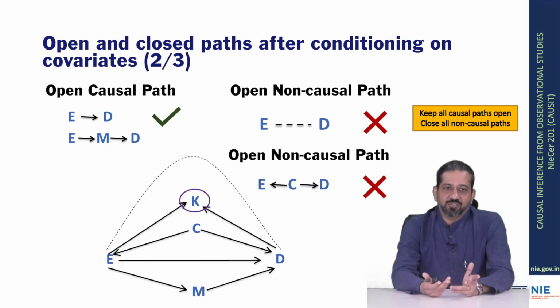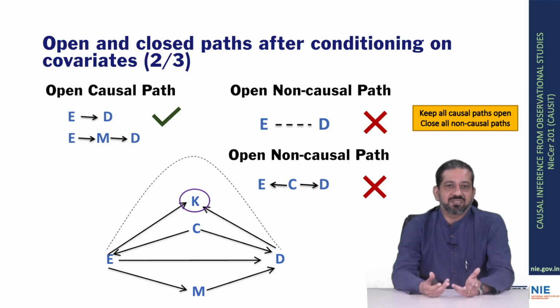Now, what happens to our paths when we condition on this collider? Our two causal paths remain open, which is fine. However, the earlier path EKD, which was a non-causal path and was closed, as was required, is now affected. Because of conditioning on the collider, we have induced an association between E and D, and hence opened a new path and created a spurious association between E and D when it may not have existed.